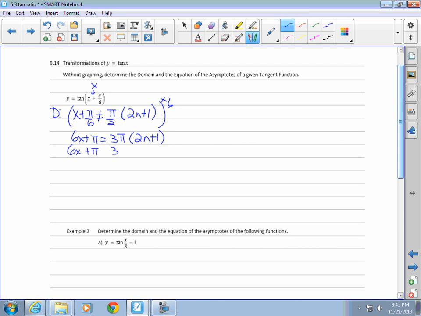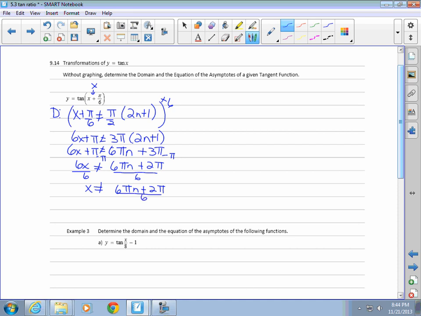So I have 3 pi times 2n is going to give me a 6 pi n, and then 3 pi times 1 is just 3 pi. So now I can move that pi over. I have 6x, oops, those should be not equal to, is not equal to 6 pi n plus 2 pi. So now I will need to divide through by my 6. So I have x is not equal to 6 pi n plus 2 pi, all over 6.